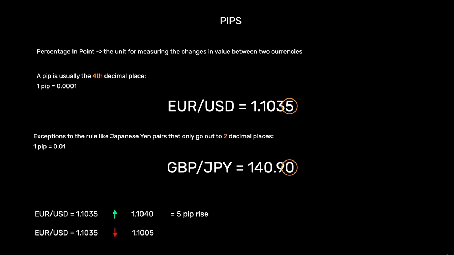If euro dollar falls from 1.1035 all the way down to 1.1005, then that indicates what? A 30 pip fall. Yes, you are correct, hopefully. All right, last one. If pound yen rises from 140.90 to 141.05, what movement in pips is that? Yep, it's a 15 pip rise. Because remember, Japanese yen pairs only go out to 2 decimal places.